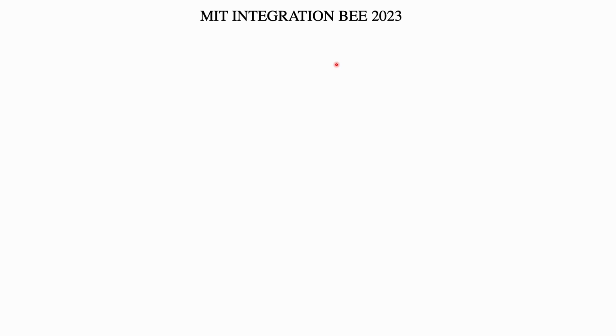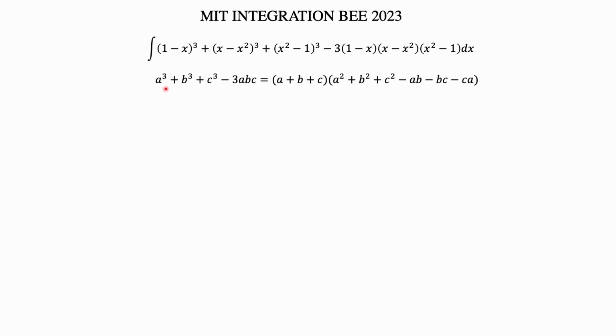Let's solve this MIT integration B 2023 problem. You have this polynomial which looks horrible, to be honest, but you do see a kind of pattern. This is a cube plus b cube plus c cube minus 3abc, right? So you see some kind of power being used, and this is basically testing if you know some identity, and this is that identity.